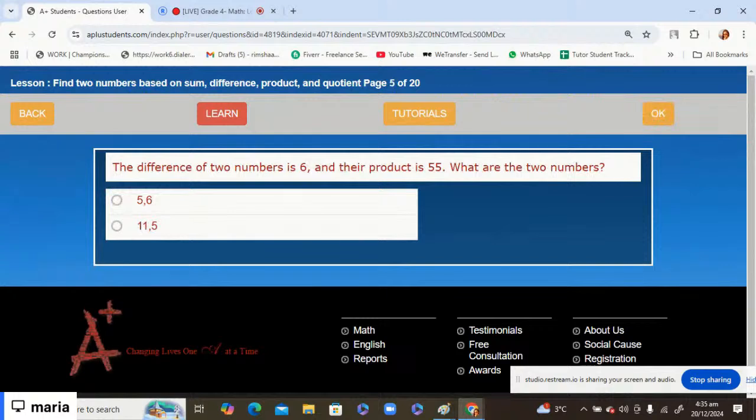The difference of two numbers is 6 and the product is 55. What are the two numbers? Difference, like when you subtract two numbers you get the answer 6, and when you multiply the two numbers you get the answer 55. You solve this question on your notebook and then tell me the answer only. Do it everyone, fast. Same method, same procedure you follow, as we have done a lot of questions. Just multiply and then add it. Sometimes you multiply and subtract. In that question it's a subtraction.